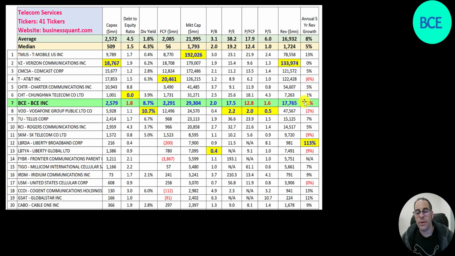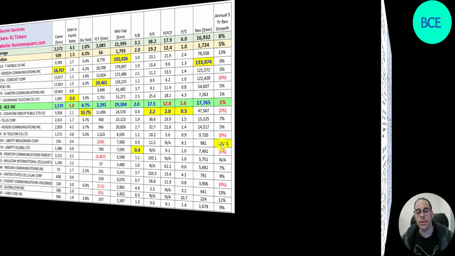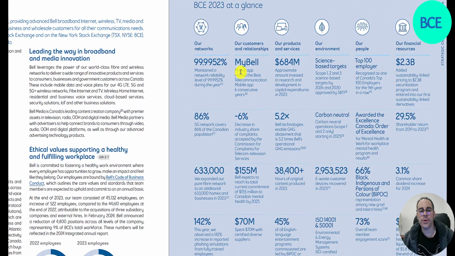BCE is still growing, but by very little. Their 5-year annual revenue growth rate is 1%. Look at T-Mobile, 13%. Liberty Broadband, 113%. Amazing growth. Let's take a look at the company's annual report.